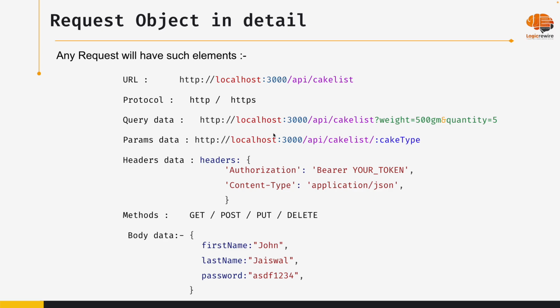Anywhere in the URL, if it is slash colon, whatever it is there, in place of that we will pass the data. So that data is nothing but params data. Headers data you already know, whatever is passed in the headers. Okay, method. So method is nothing but get, post, put, delete. That is methods. Body data is nothing but whatever we pass in the body. Okay, so that we can get with request dot body.